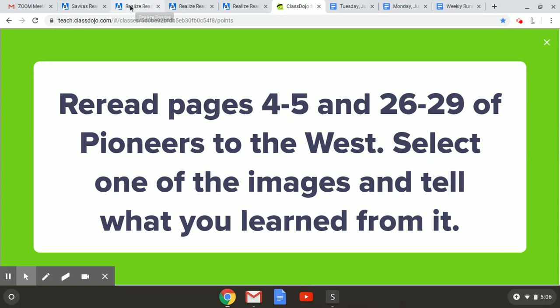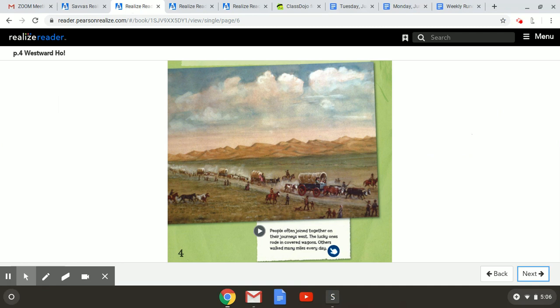Okay, so that being said, let's go back and let's do a close read. We'll start on pages 4 and 5. We'll look at the image on page 4. Here we see this image here. Let's read our caption to hear what we've learned about this image on page 4.